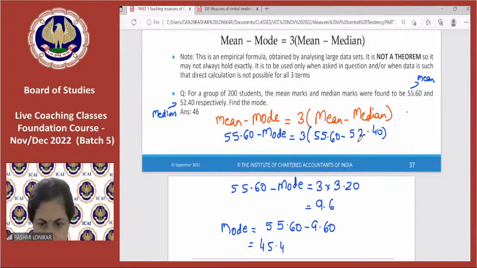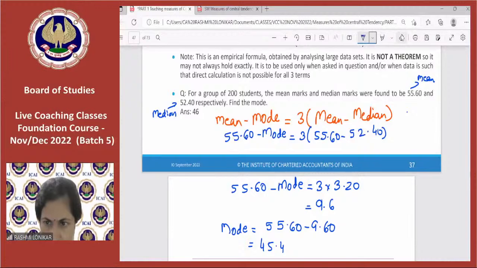55.6 and 52.4. 55.6 minus 52.4 is 3.2, into 3 is 9.6. Okay, 55.6 minus 9.6, it is 46. Okay, it is 46.